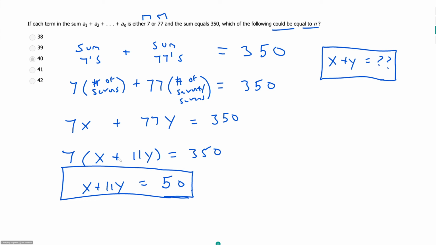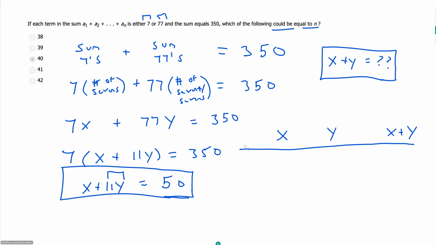Based on that, which of these two terms in this equation, my x or my 11y, is going to be more limiting? Well, the 11y should be much more limiting, because once y is equal to 5, then you're already at 55, which is over 50. And so that means you only have a few values that y can be.